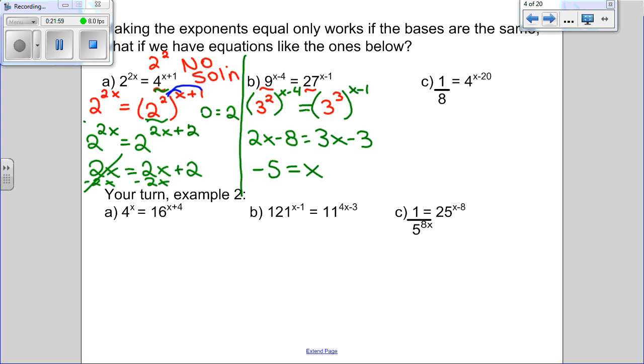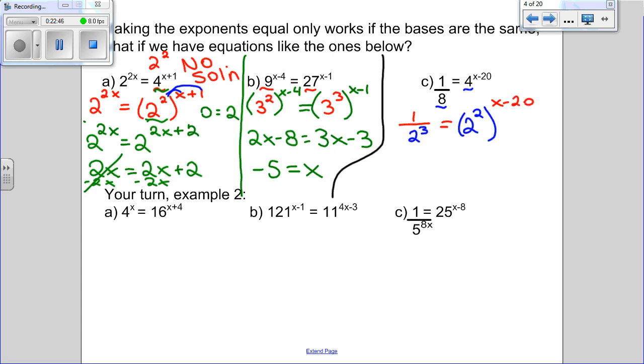Alright, last one. If you look at this question, this one's a fraction, so it's a little bit trickier. The first thing I'm still going to do is try to get like bases with it. So I'm going to look at these constants and try to turn them into like bases. 8 turns into 2 to the power of 3. 4 turns into 2 squared. So I'm going to have 1 divided by 2 to the power of 3 equals 2 squared to the power of x minus 20. No. That's a lot. You could, but you'd have to do something to it. We're going to do that right now.